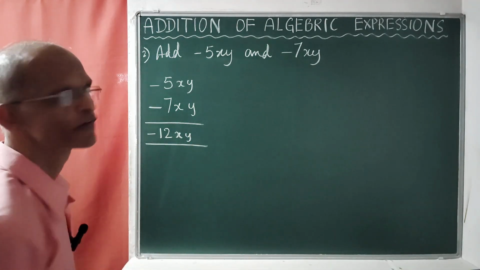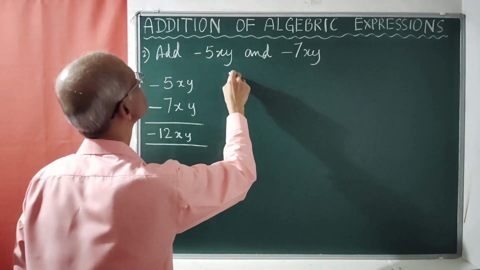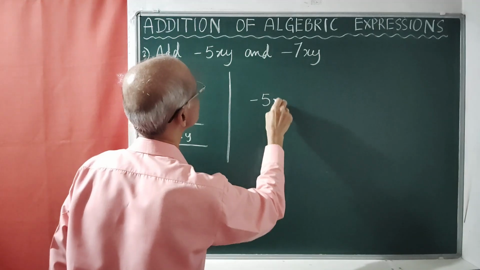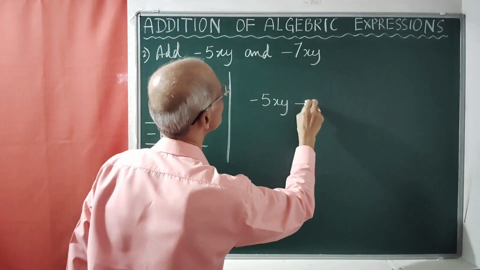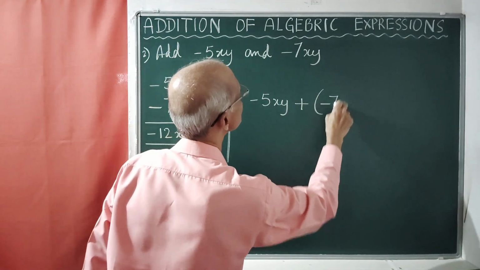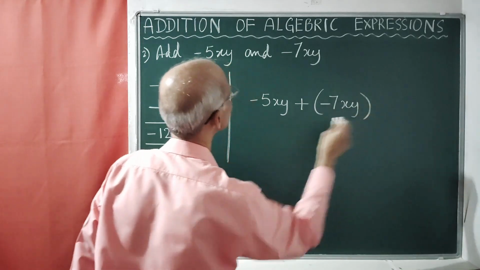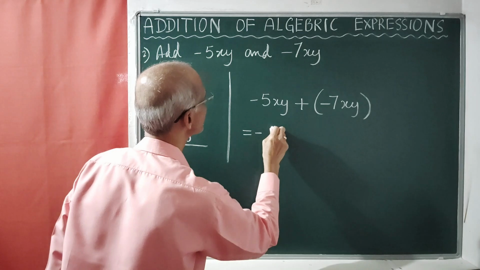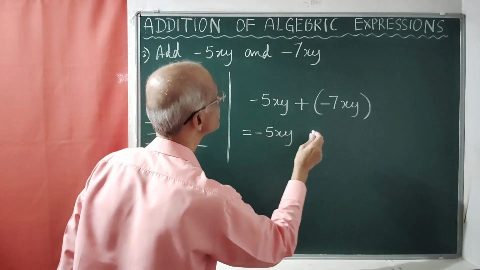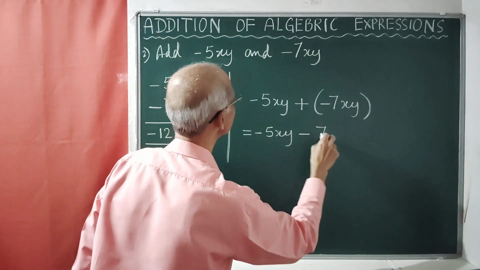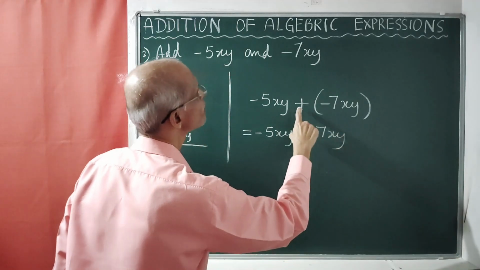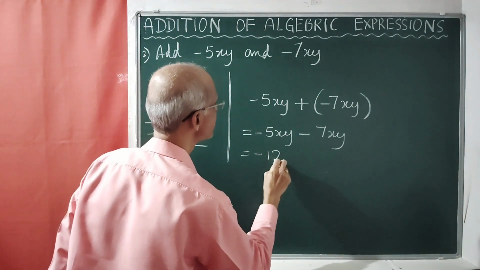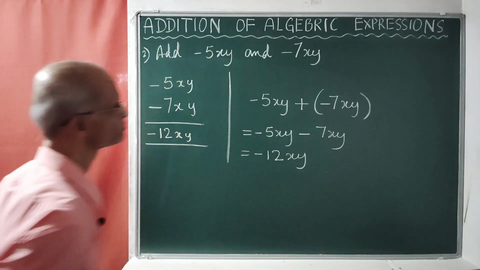The same thing if you do it in the row method. Write them in a row, minus 5xy plus minus 7xy. Now we need to open the brackets here. Minus 5xy minus 7xy, because plus into minus is minus. So we get minus 12xy.